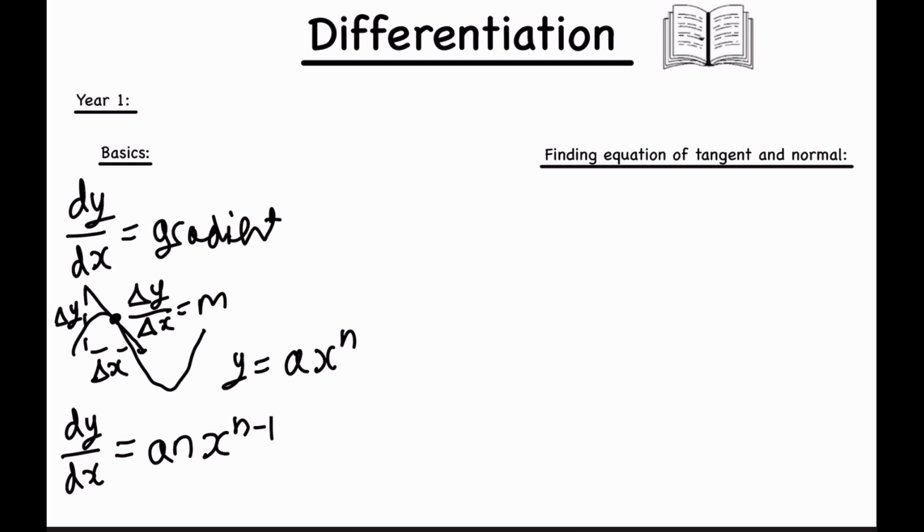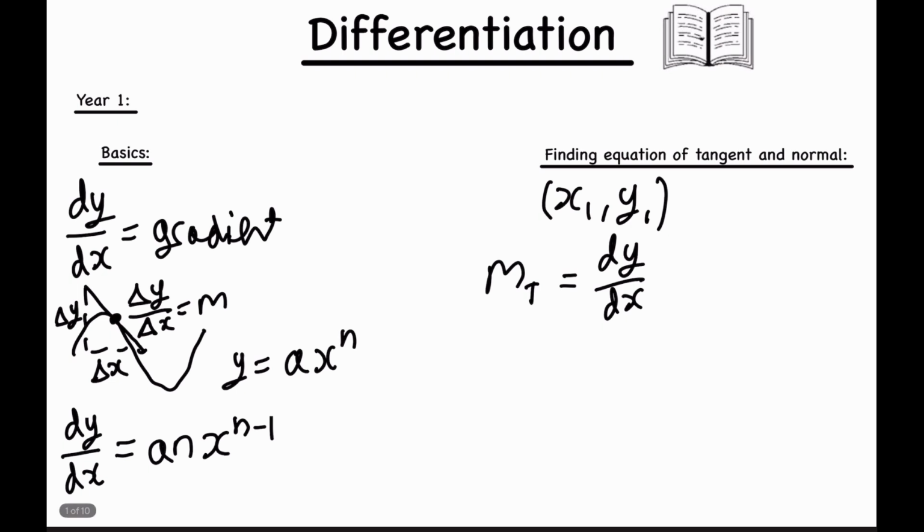Now let's move on to finding an equation of a tangent and a normal. First, imagine we have a point (x1, y1), and we're trying to find the equation of the tangent and the normal of the curve at the point (x1, y1). To find the gradient of the tangent, m tangent, we would do dy over dx of the curve, and then substitute our value of x1 into dy over dx to find the gradient.